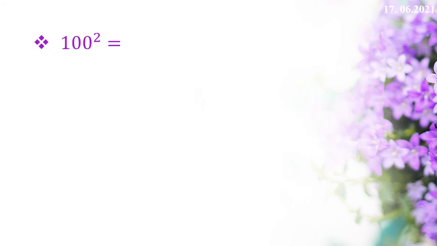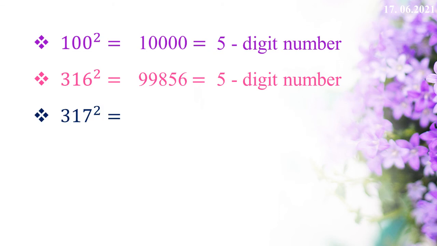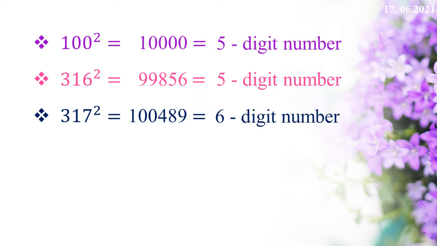Similarly, 100 square equals 100 into 100, which is 10,000. 10,000 is a 5-digit number. 316 square, 316 into 316, equals 99,856. 99,856 is a 5-digit number. 317 square, 317 into 317, equals 1,00,489. 1,00,489 is a 6-digit number.